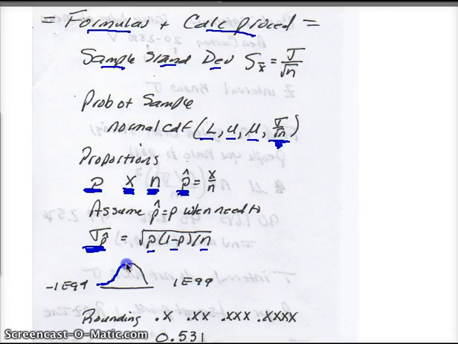Please remember, when you're talking about a normal distribution, these tails never touch. So if the lower is to the left, you're going to use this. If the upper is to the right, you're going to use this. Please keep that in mind.